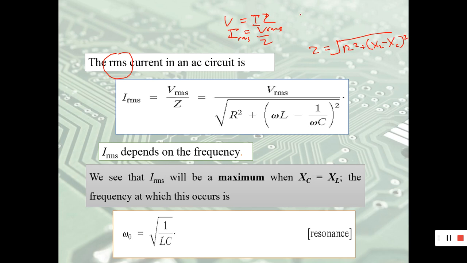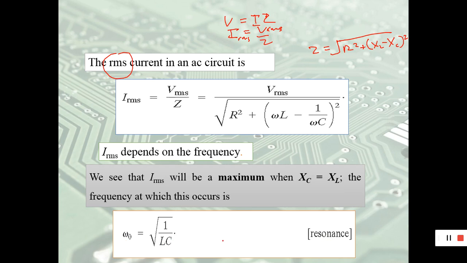So I_RMS depends on frequency. We can see that I_RMS is maximum when XC equals XL, and this occurs, we call it resonance. When these two are equal, XL and XC, we get 0 here. So we get omega naught equals 1 over the square root of LC, and at this point we call this the resonance value.